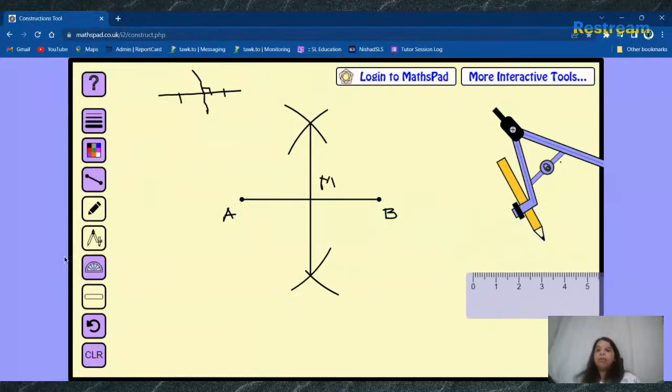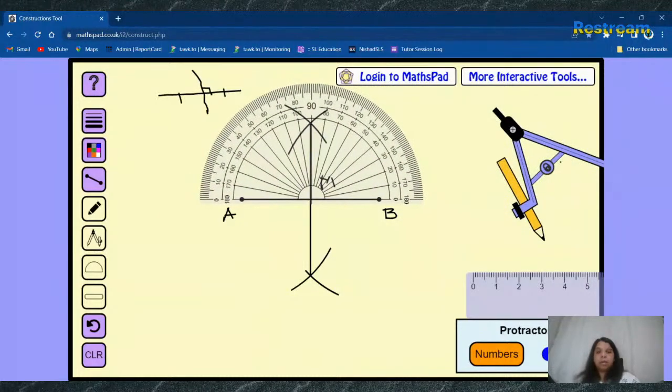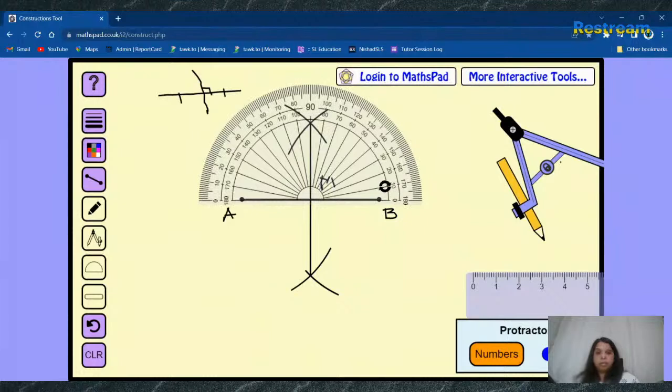And now we are going to see if it is 90 degrees. So we are going to put our protractor over here and we are going to make sure that it aligns properly.